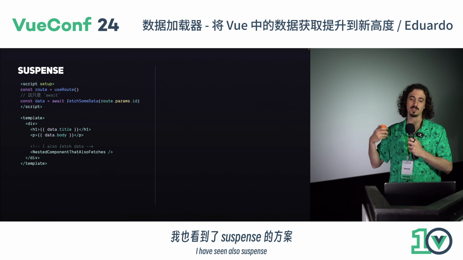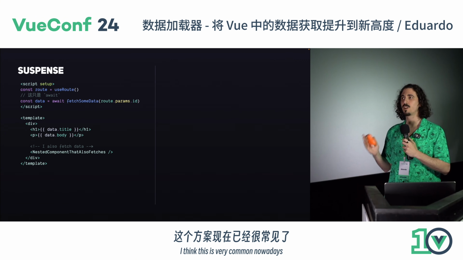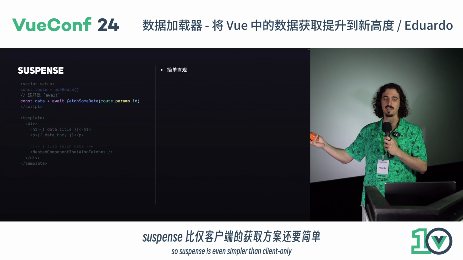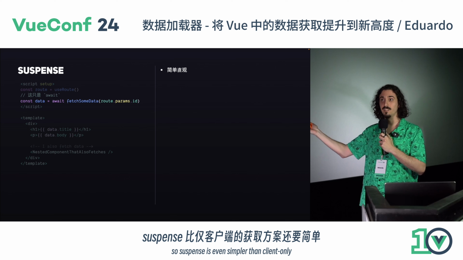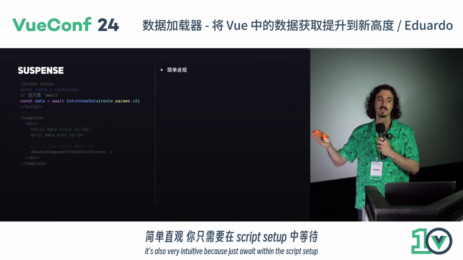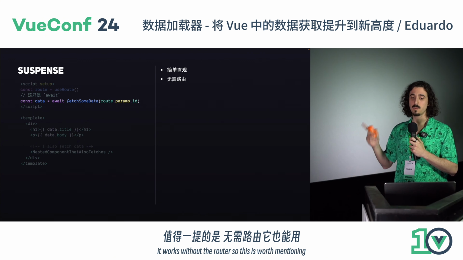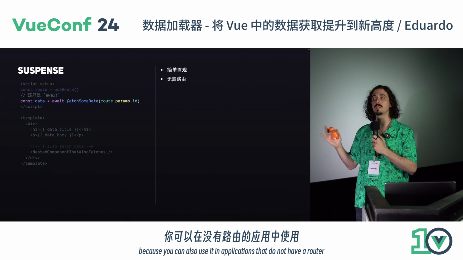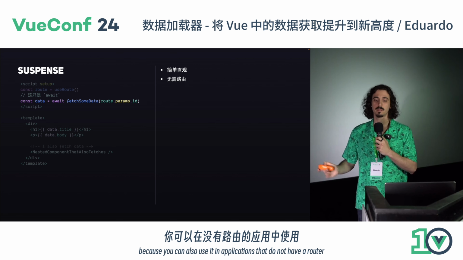I have seen also suspense. I think this is very common nowadays. Suspense is even simpler than client only. It's also very intuitive because you just await within the script setup. It works without the router. This is worth mentioning because you can also use it in applications that do not have a router.